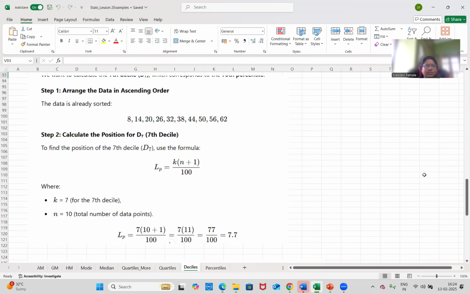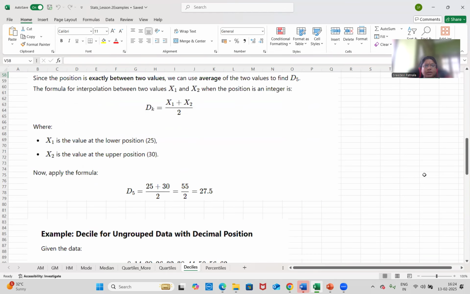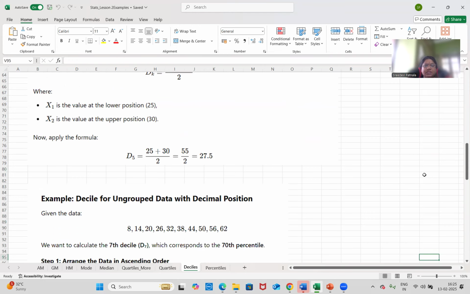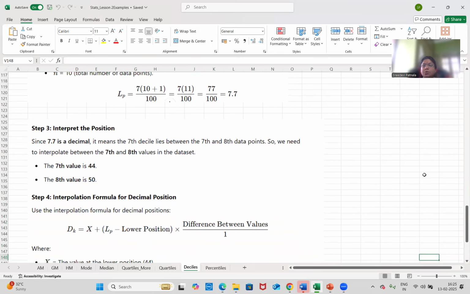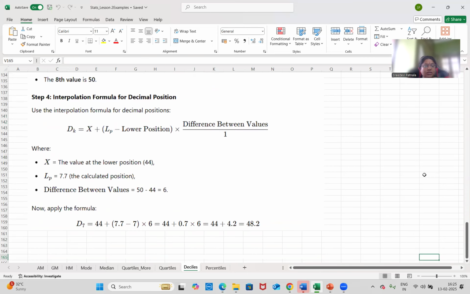This is the formula: x1 plus x2 by 2, Dk is equal to that when the value is exactly the average of two values. When it is a decimal value, your LP value interpolation will change. Whereas in quartiles, the formula remained the same irrespective of the decimal value, because you are calculating the median there; if it is not a decimal, you don't go for interpolation only in quartiles. That's a difference you should catch here.